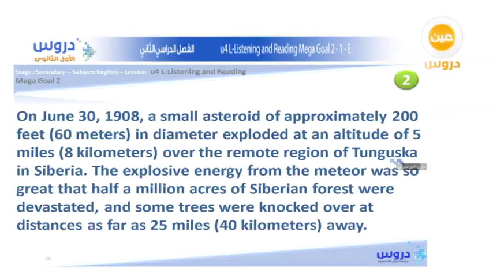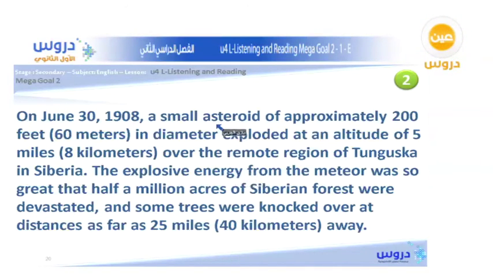So here is an example of an accident that happened. We said that a very small asteroid actually exploded, and the energy of this meteorite was so great that 500,000 acres of those forests were devastated, were ruined, and trees were knocked over at distances that reach up to 40 kilometers. This is the first incident showing how those meteorites harm the Earth.